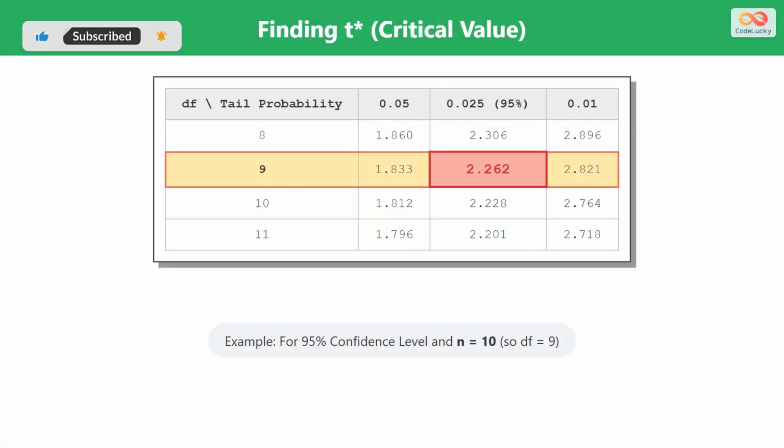To find the critical value, t star, we use a t-table or calculator. You look up the row corresponding to your degrees of freedom and the column for your confidence level. For example, with a sample size of 10, our degrees of freedom is 9. For 95% confidence, our t-star would be 2.262.